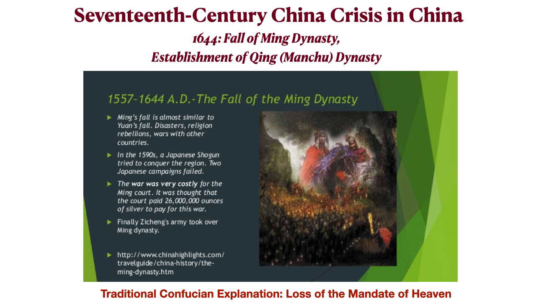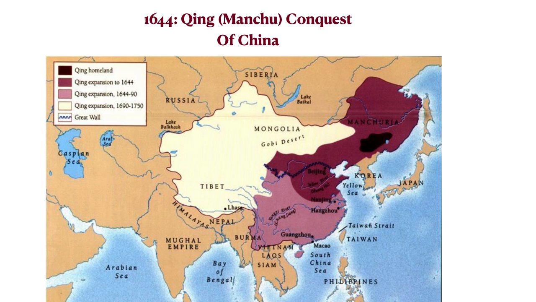The traditional Confucian explanation was that the Ming Dynasty had lost the mandate of heaven, which is the notion that heaven, meaning the supernatural realm or the realm beyond Earth, is going to bestow its mandate on empires that function according to Confucian norms, and if they don't, that mandate is withdrawn. It's a lot like the will of God in traditional European thought. But anyway, the Manchu conquest of China was extremely important.